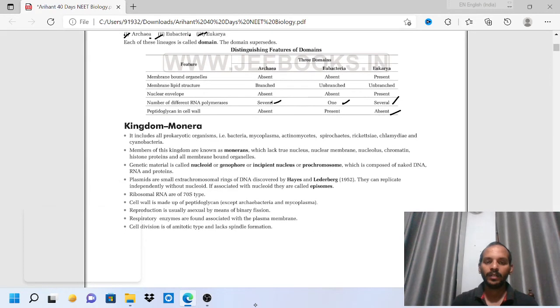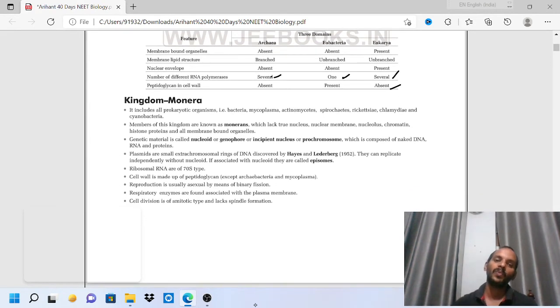So next one, the Kingdom Monera. We know that Kingdom Monera consists of prokaryotic unicellular organisms. It includes prokaryotic organisms like bacteria, mycoplasma, actinomycetes, spirochetes, rickettsia, chlamydia, and cyanobacteria. It contains virus also. Members of the kingdom are known as monerans.